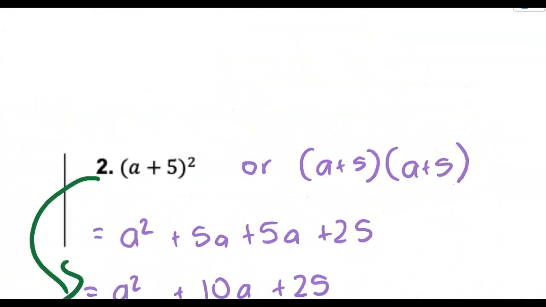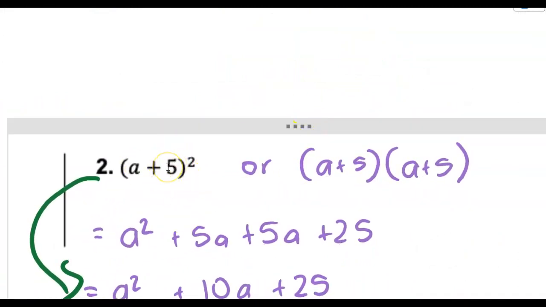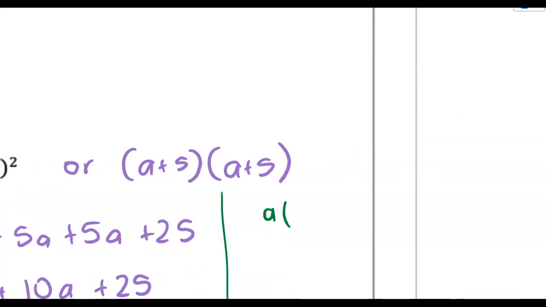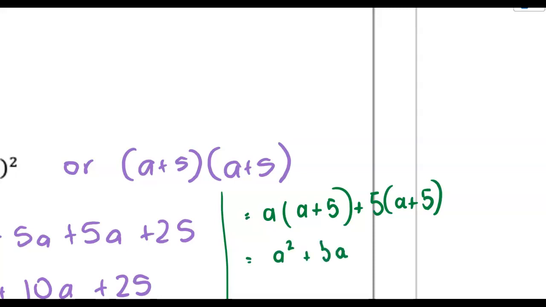Okay, so with this one, we've got a plus 5 all squared. Now there's two ways to do this one. You can think of it as a plus 5 squared, a plus 5 squared, there's two of them. That's what's happening. So you can break your bracket up, I'll do it over here again, as a times a plus 5 plus 5 times a plus 5. Or you can FOIL it. You will end up with a squared plus 5a plus 5a plus 25.